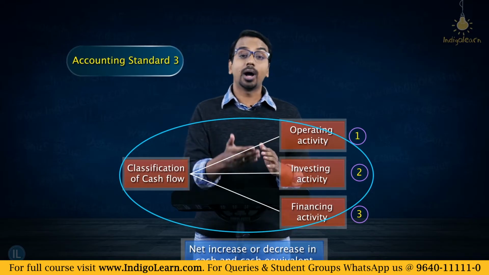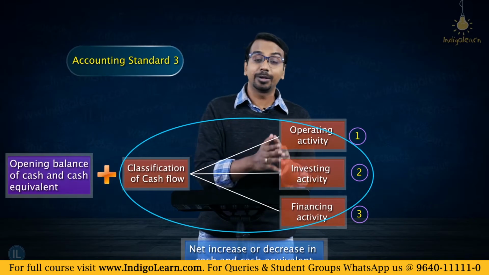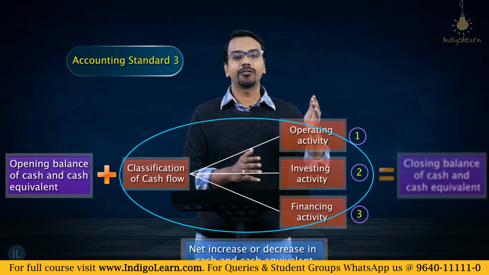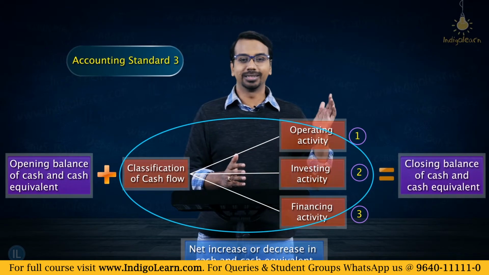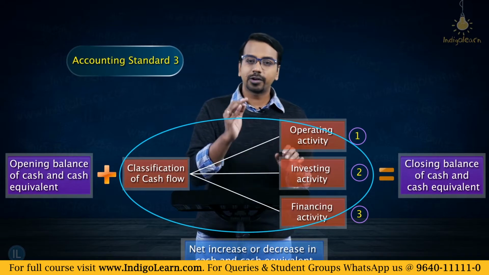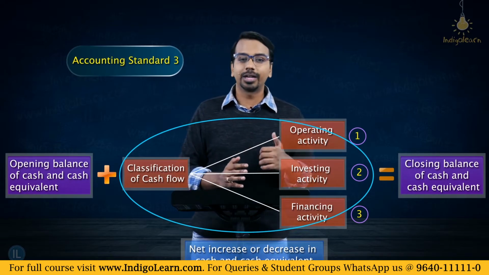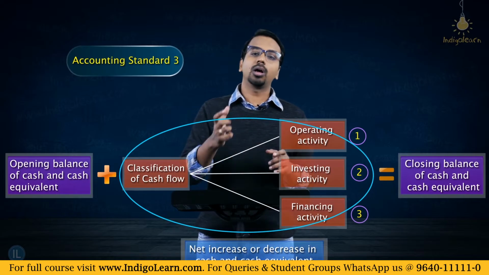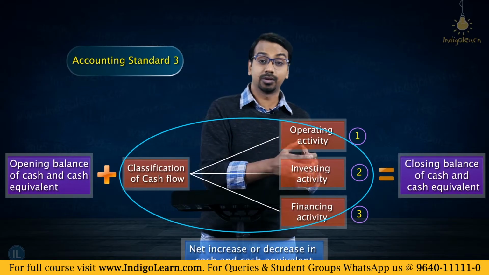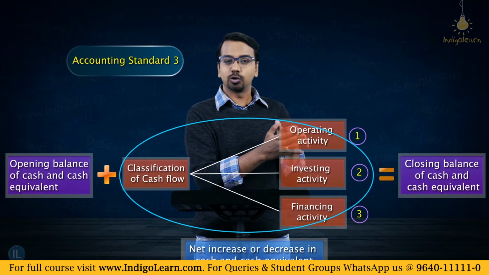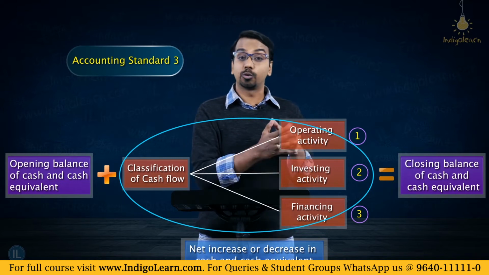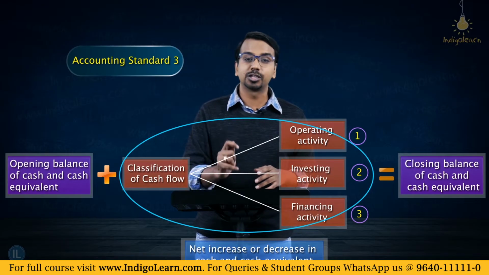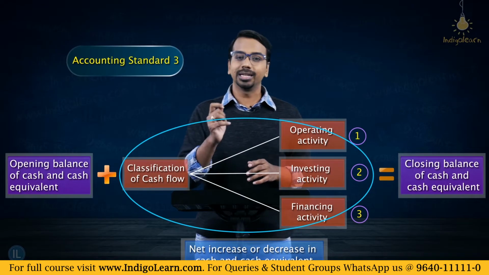To this, you add the opening balance or the beginning balance of cash and cash equivalents, you will get the ending balance of cash and cash equivalents. Now this is the structure. What we need to understand is how do we compute cash flows from each activity, then what all are classified under cash and cash equivalents, and finally when you do the statement, it should match, meaning to say the total increase should be equal to the difference between closing and opening balance.